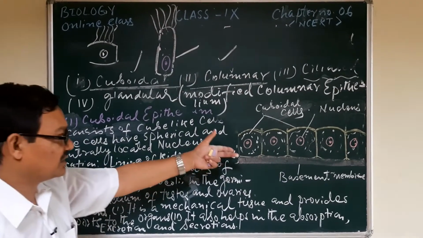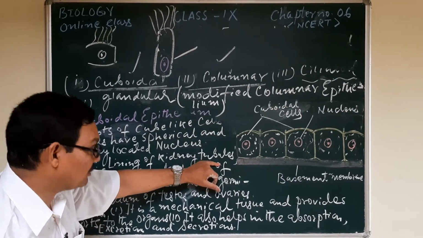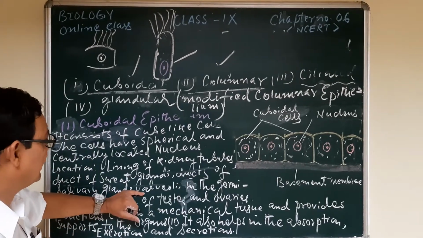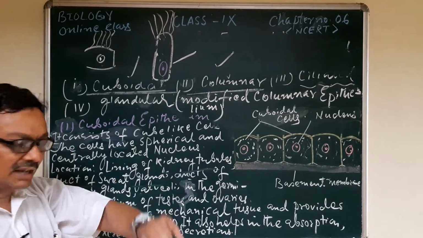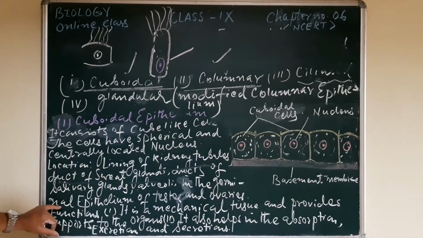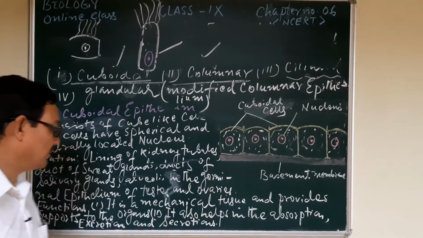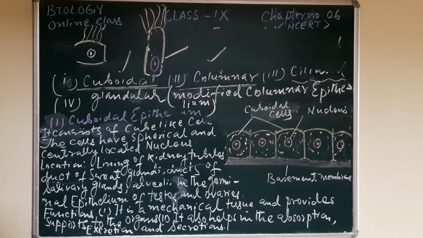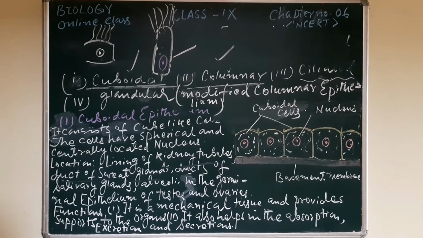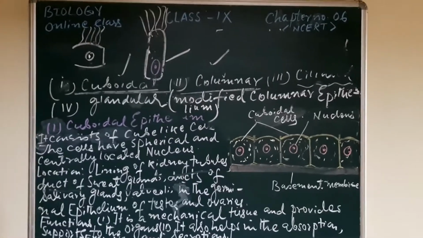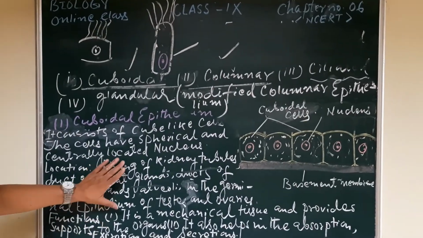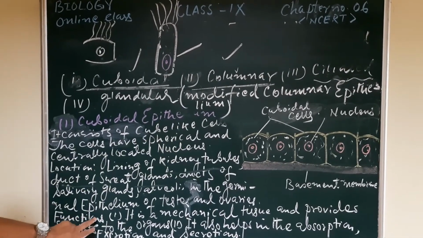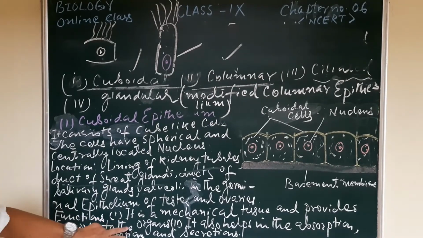lining of where it occurs: lining of kidney tubules, duct of sweat glands, ducts of salivary glands, alveoli of the lungs, in the germinal epithelium of testes and ovaries. Here in the part where it occurs, the part which can do the functions, in that functions it can support. Understand? Like in the function, you may see enlisted here two functions.